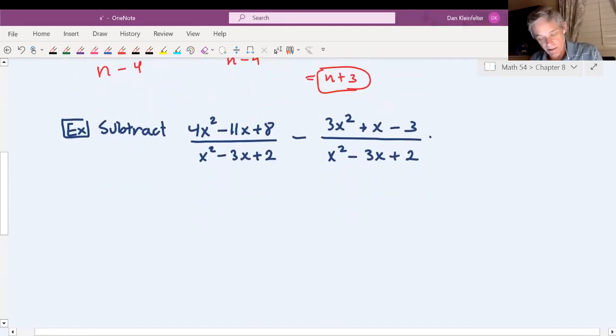All right, so this one, it looks like we're going to get a bunch of factoring to do first. Actually, no.